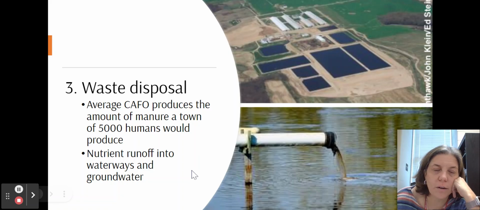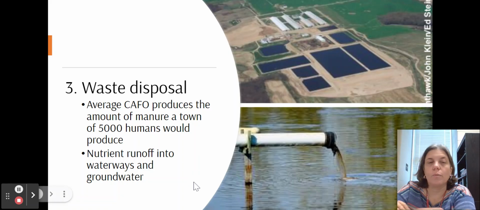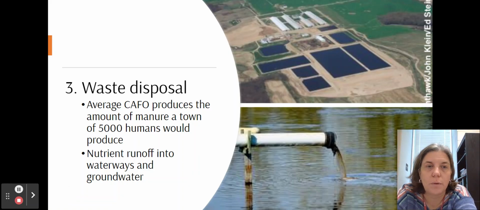Okay, the biggest problem here, I think, not necessarily the biggest problem, but one of the bigger problems is waste disposal. So anytime you have animals, you're going to have poop and you're going to have pee and you're going to have a lot of it, and you got to do something with it. So because there's so many animals in a small space, the average CAFO produces the amount of manure that a town of 5,000 humans would produce, and I have to put that somewhere. So what am I going to do with all of that manure?